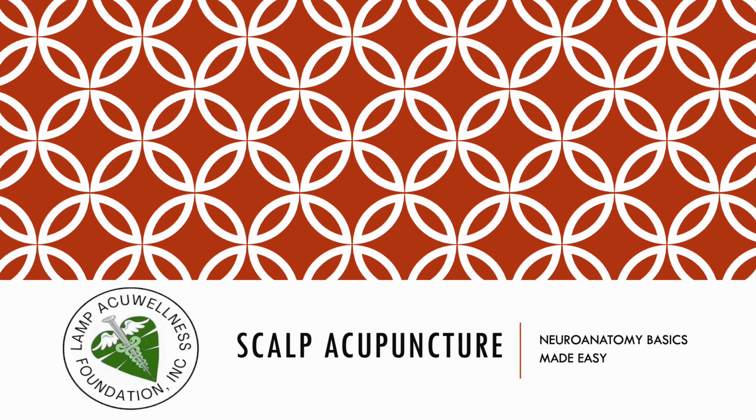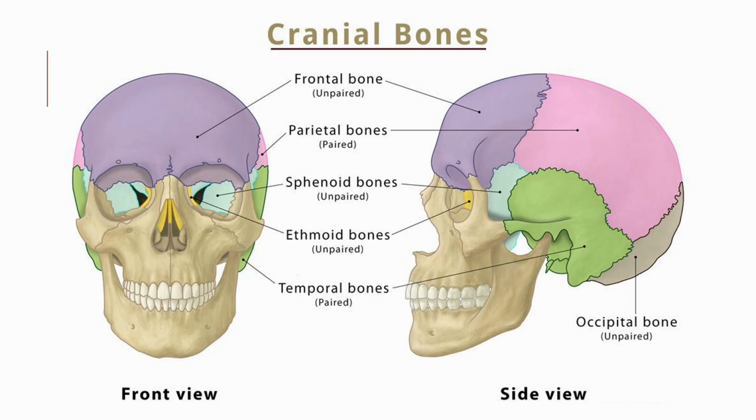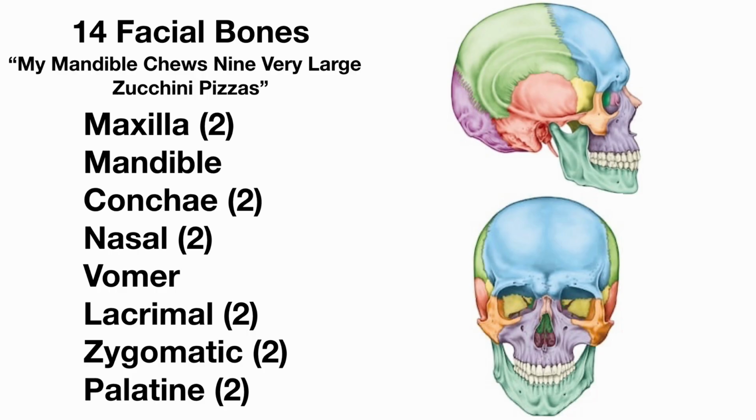Neuroanatomy Basics Made Easy. The skull is the bony framework of the head. It is comprised of the 8 cranial bones and 14 facial bones.